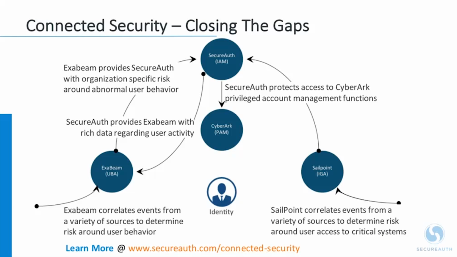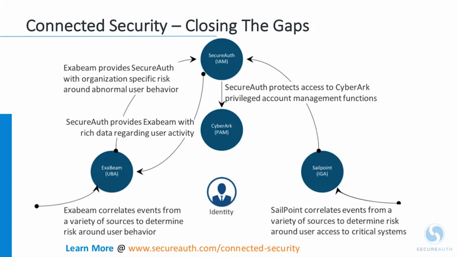So, starting at the bottom of the on-screen picture, Exabeam correlates events and behaviors from a variety of sources to develop a dynamic risk score per user based on behavior analytics. Exabeam provides SecureAuth IdP with this risk score so we can better control the access of users exhibiting abnormal or risky behaviors. IdP also provides data back to Exabeam around user behavior, failed or denied login attempts, when requests were made, from what location those requests were made from, just to name a few.